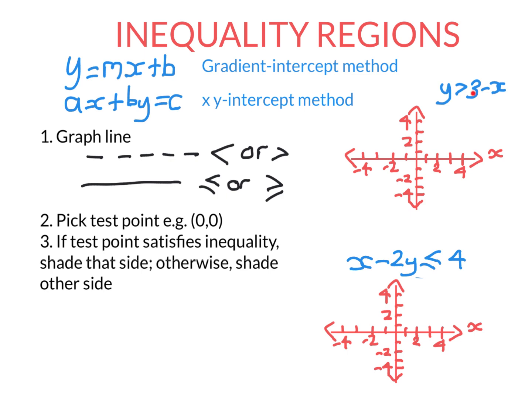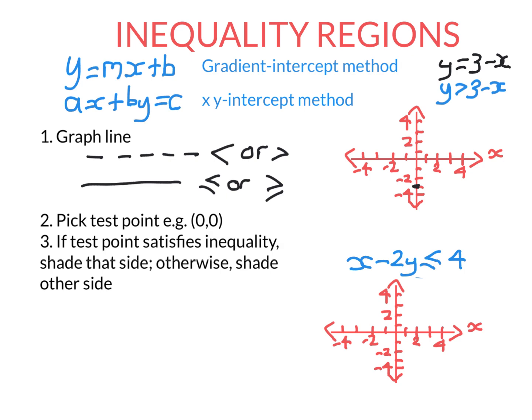So let's say we want to graph y is greater than 3 minus x. What we're actually going to do first is graph y equals 3 minus x. Because y is by itself, we're going to use the gradient-intercept method. The constant term is the y-intercept, so the first thing we're going to do is mark the y-intercept down here. Then we use the gradient to find a second point. The number in front of x, the coefficient of x, is -1. That means the gradient is -1.